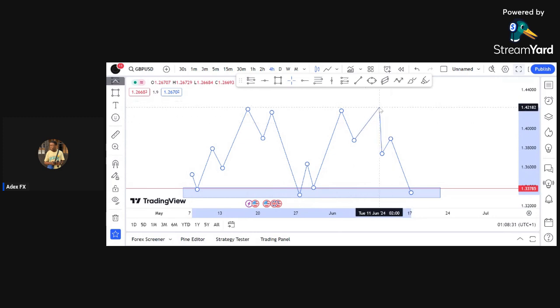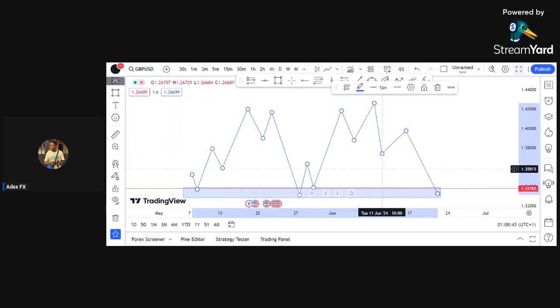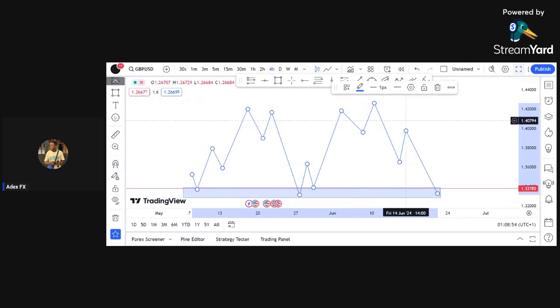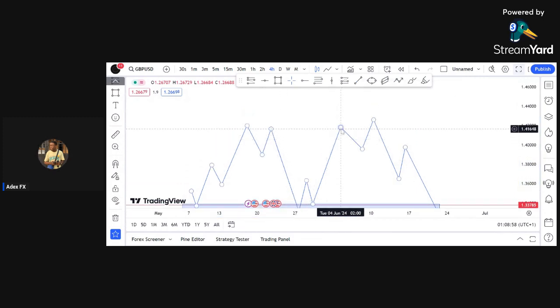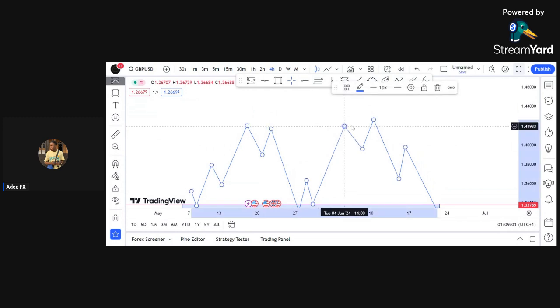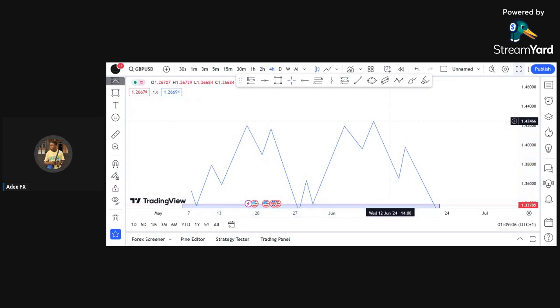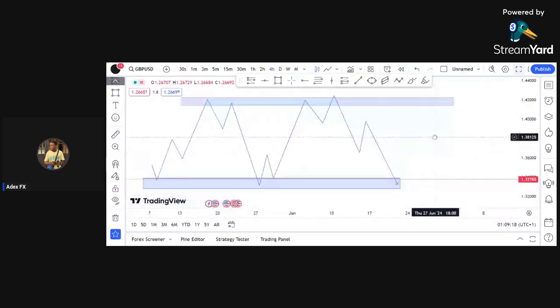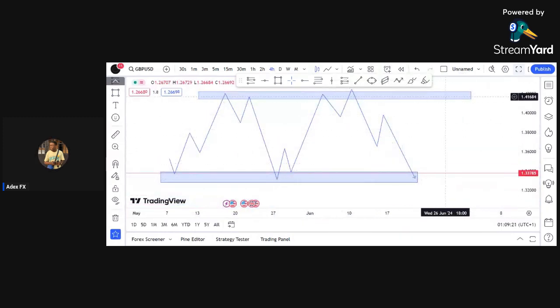Let's move to psychological. Okay, so this is the resistance now. So you can say this is a resistance zone. You can see it is the resistance zone. So this is what we mean: this is support and this is resistance. Let me color code this in red so you are going to understand.